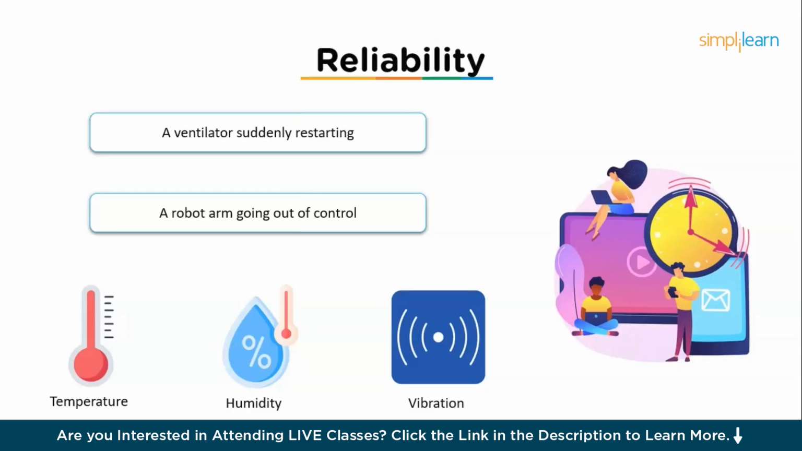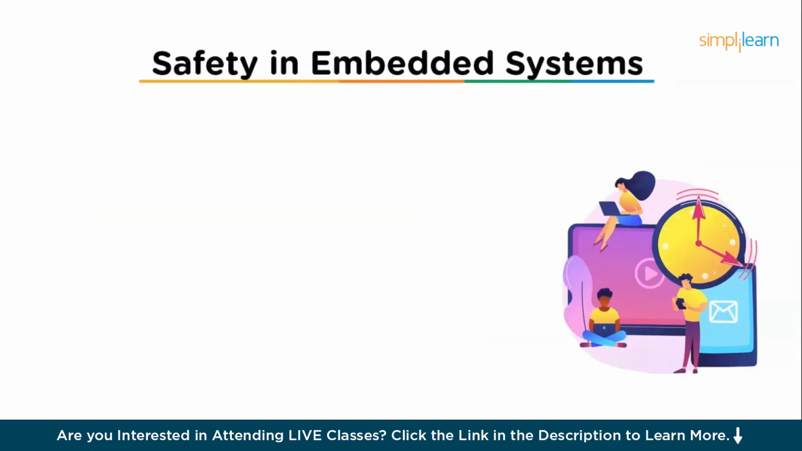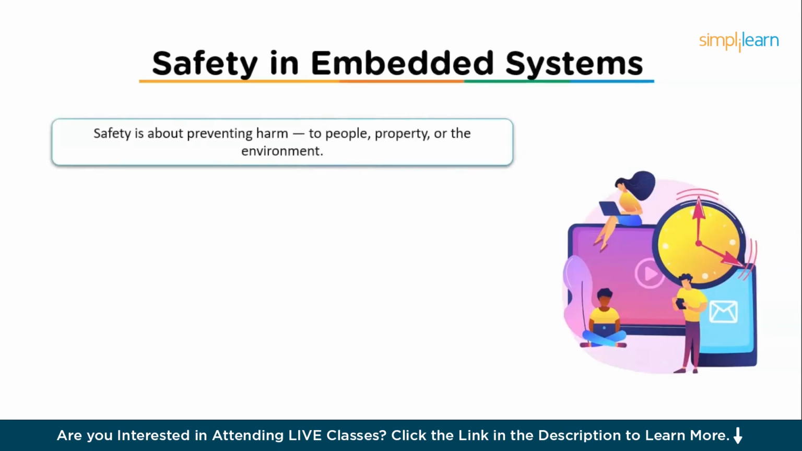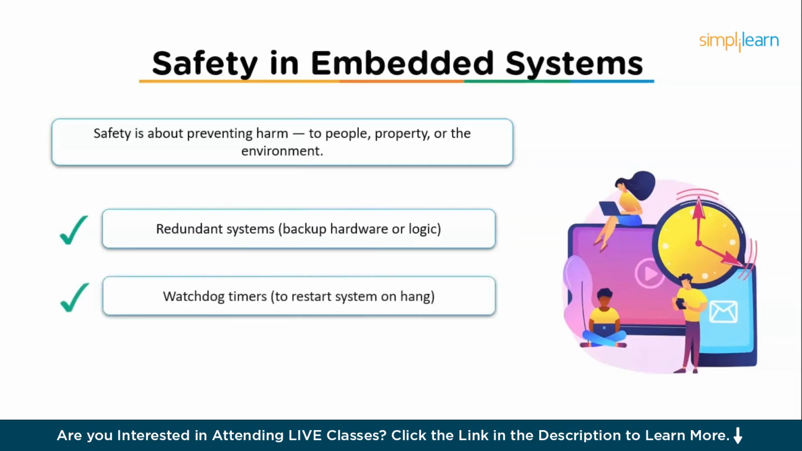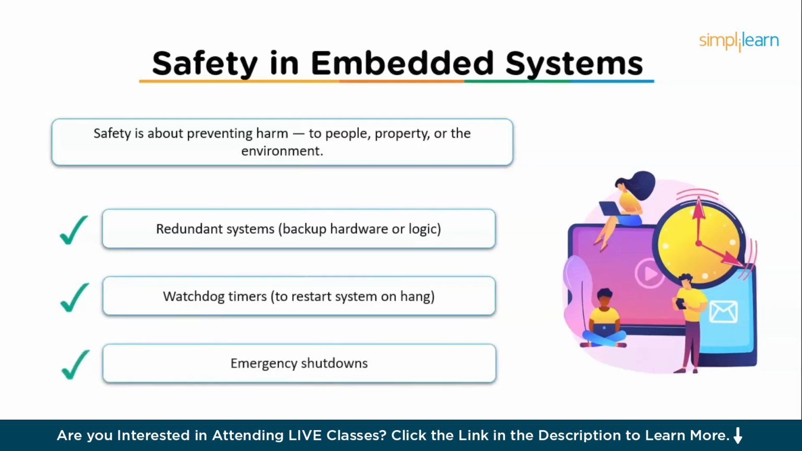Let us now move on to understand safety in embedded systems. Safety is about preventing harm to people, property or the environment. Embedded systems in cars, trains, airplanes and hospitals must follow strict rules. Safety is ensured through redundant systems, that is backup hardware or logic. Then we have watchdog timers to restart the system on a hang. Then we have emergency shutdowns. Testing for safety is not optional. It's required by international laws.